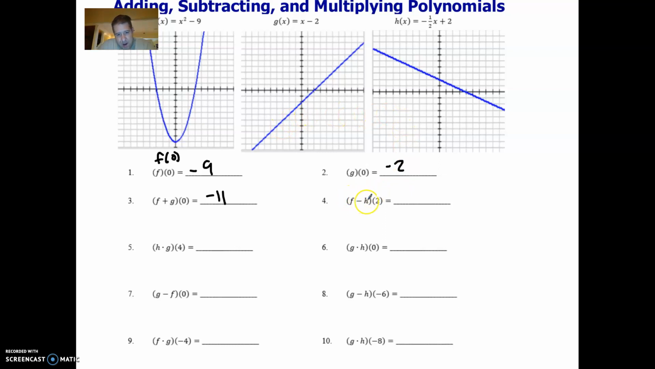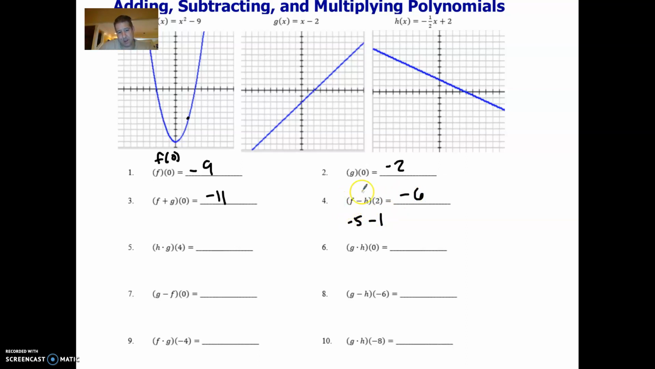f of 2 minus h of 2. Well, I'm going to do each one separately. So f of 2 is negative 1, 2, 3, 4, 5. And I'm going to take away h of 2. h of 2 is 1. Negative 5 minus 1 is negative 6.